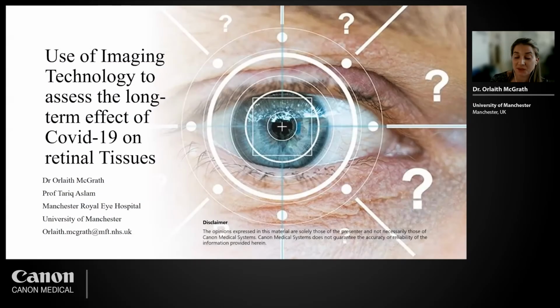Hello, everyone. So my name is Orlaith McGrath. I'm a clinical research fellow working in Manchester Royal Eye Hospital with Prof. Tariq Aslam. So thank you very much, Tariq, and thanks everyone for having me to speak this evening.